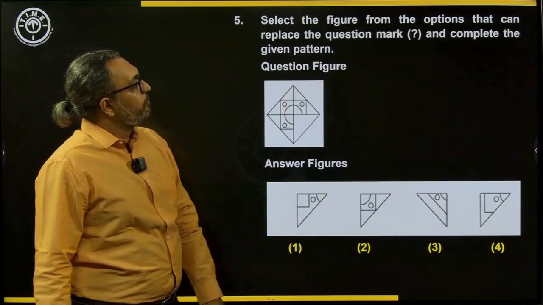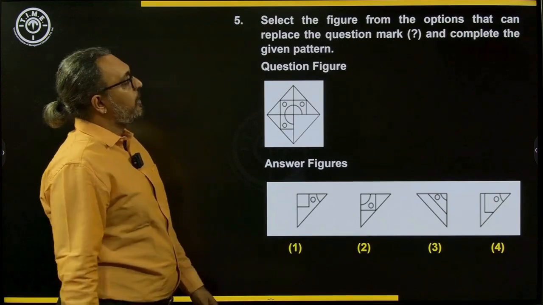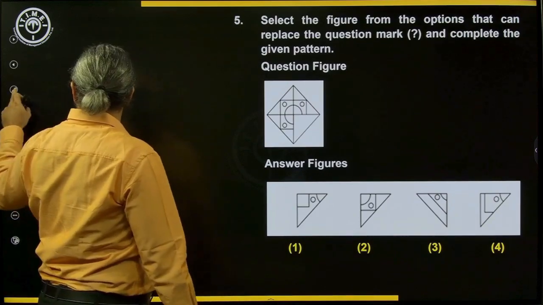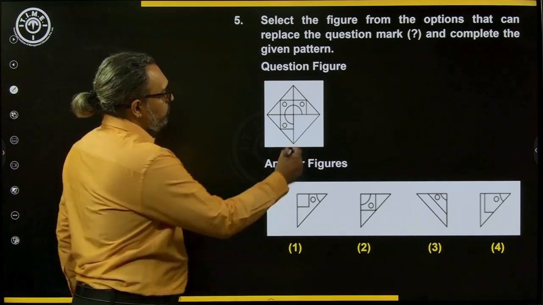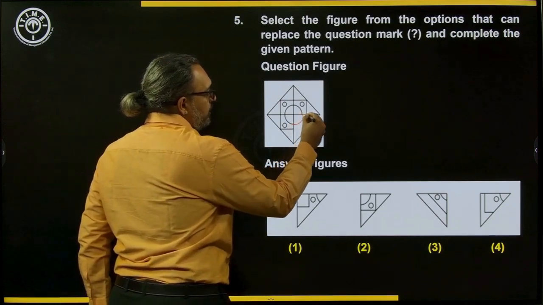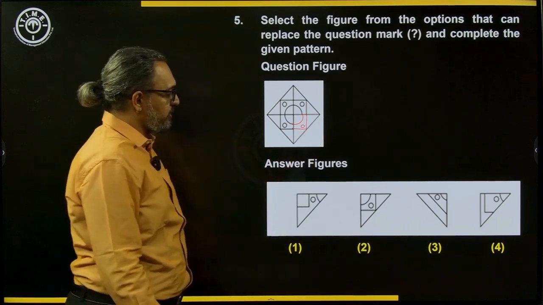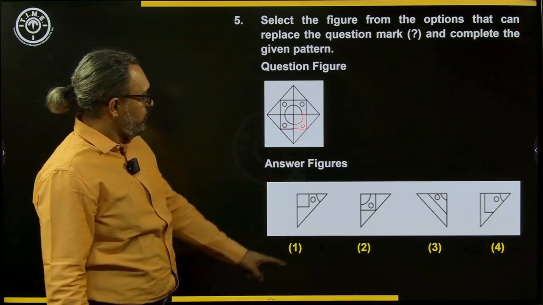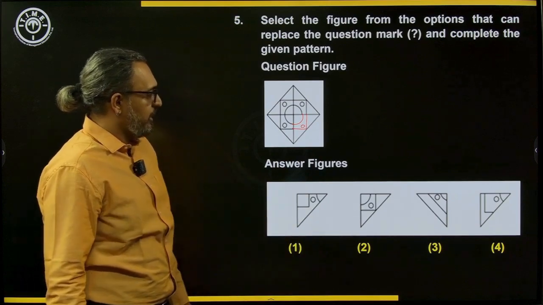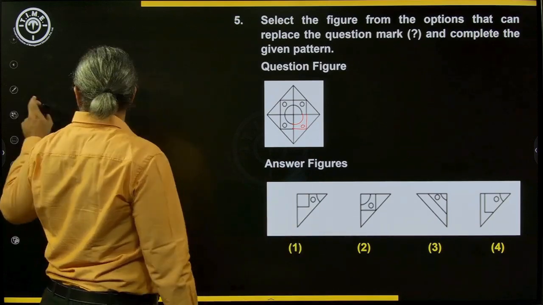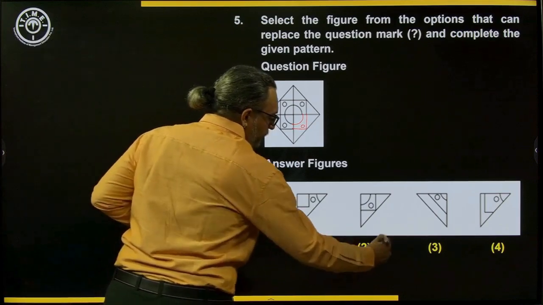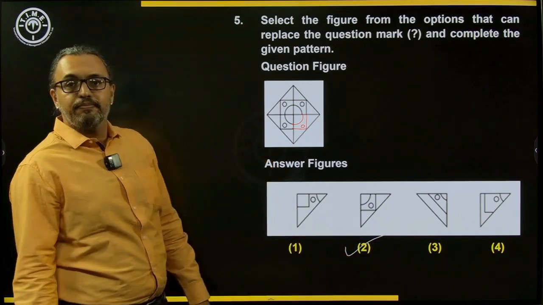Then select the figure from the options that can replace the question mark and complete the given pattern. Okay, similar. So, you simply have to take a quarter circle and a square and a circle. That should give us our answer. So, that is definitely available in the second option. Correct? So, option 2 we pick as the answer. Okay.